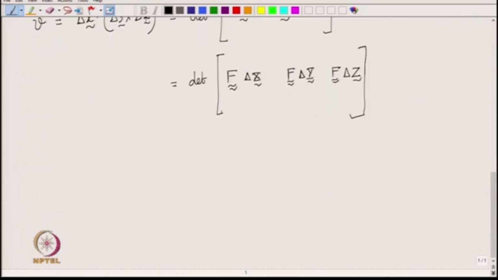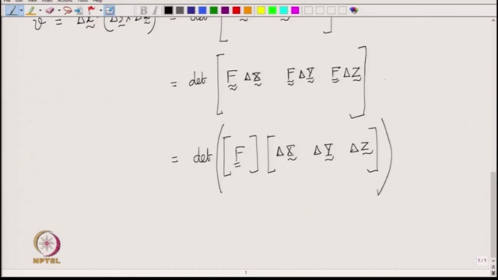Now comes the trick. Look at this matrix. The three columns are F delta x, F delta y and F delta z. So, this F, the deformation gradient tensor, is pre-multiplied with each of the three sides. And if you think of it carefully, we would also be able to write this as the matrix F times the matrix of delta big X, delta big Y and delta big Z. Okay. This single matrix has been converted into a product of two matrices, the matrix of big F multiplied by the matrix of delta big X, delta big Y and delta big Z. Can you see how they are related to each other?